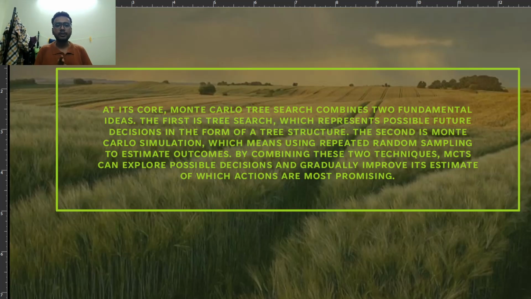Monte Carlo tree search combines two fundamental ideas. The first one is tree search, which represents possible future decisions in the form of a tree structure. The second one is Monte Carlo simulation, which means using repeated random sampling to estimate outcomes. By combining these two techniques, MCTS can explore possible decisions and gradually improve its estimate of which actions are most promising.